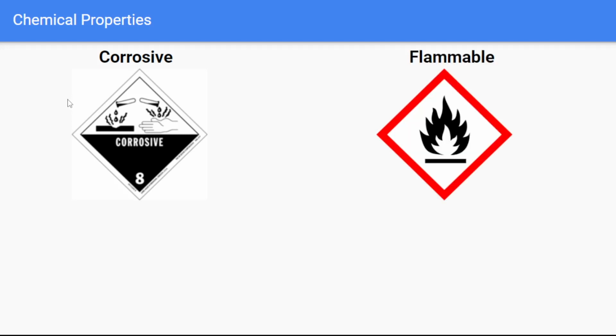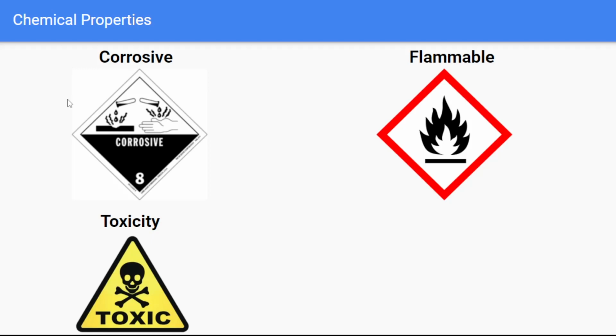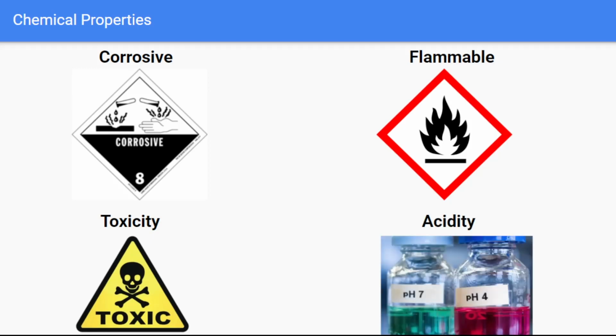Now, chemical properties. You have corrosive, so that's can it burn your skin or can it dissolve substances, like metal. Flammability, can it catch on fire? Toxicity, is it poisonous? Acidity, acidity is kind of like corrosiveness because it has similar properties, but really what it is, it's the concentration of hydrogen ions in that solution.